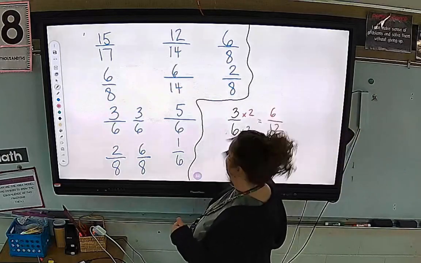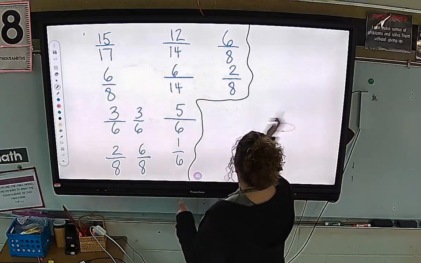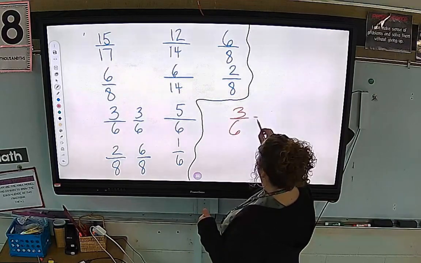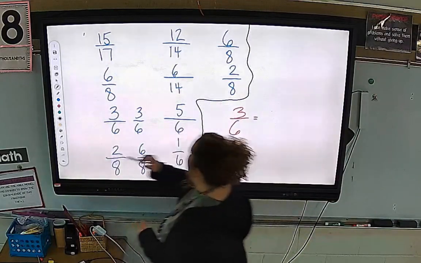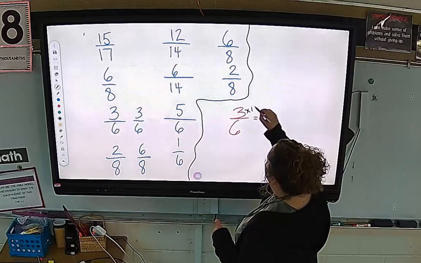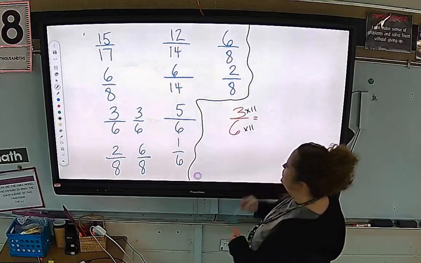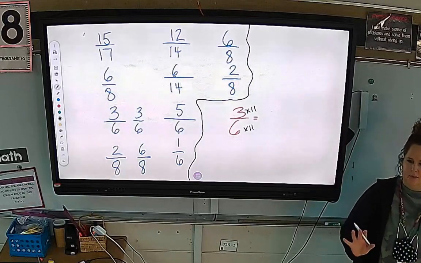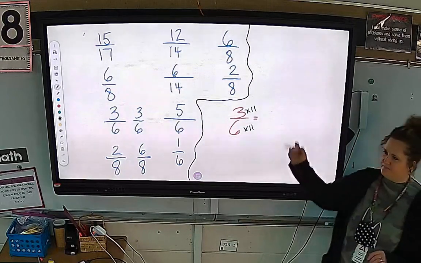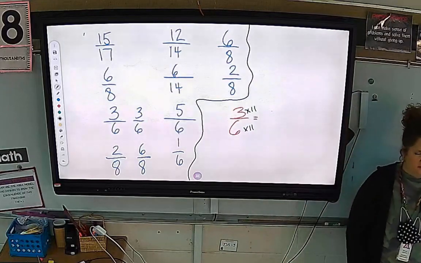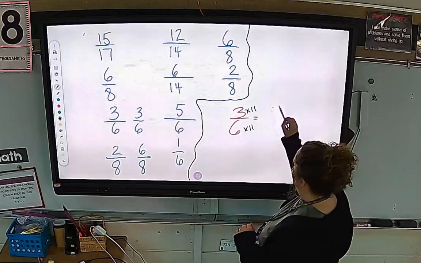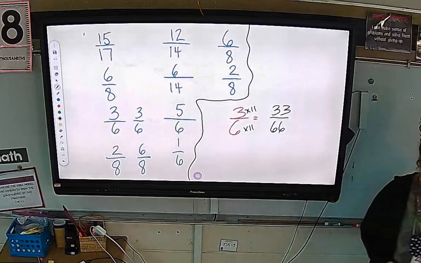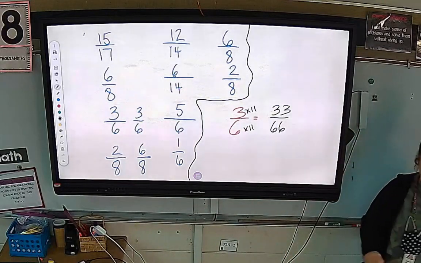I did 3/6 and did 3 times 11 and 6 times 11. That's a fun one to choose sometimes. Hardly anybody chooses it, because we get to 9 and beyond, and people don't want to choose a number that large. But choosing 10, choosing 11, they're not difficult. 33/66. So Ishmael, you want to share yours?